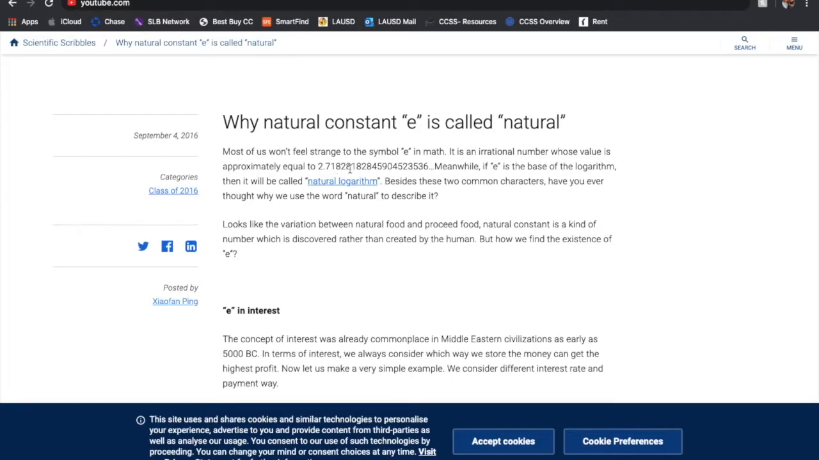It goes on to infinity, which makes it irrational. Now, if you remember, an irrational number is a number that cannot be denoted by a fraction, right? Because a fraction is a rational number. So that's the difference between irrational and rational.